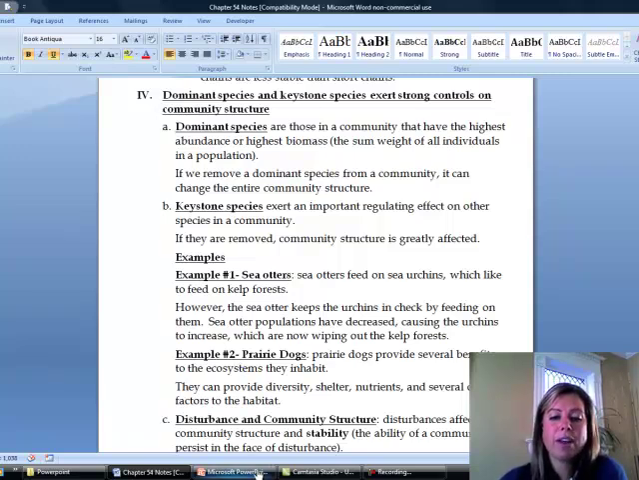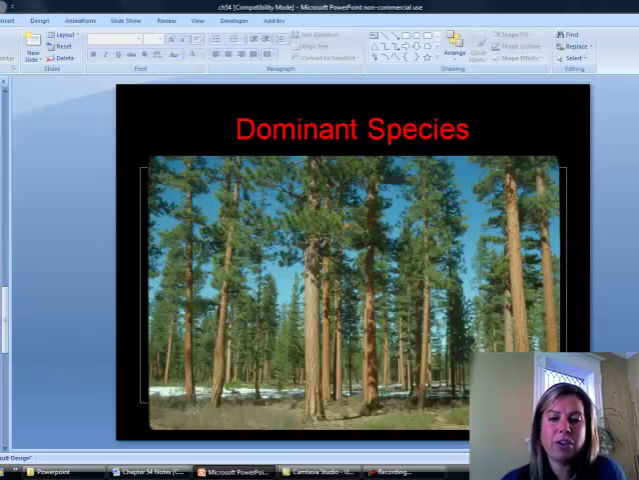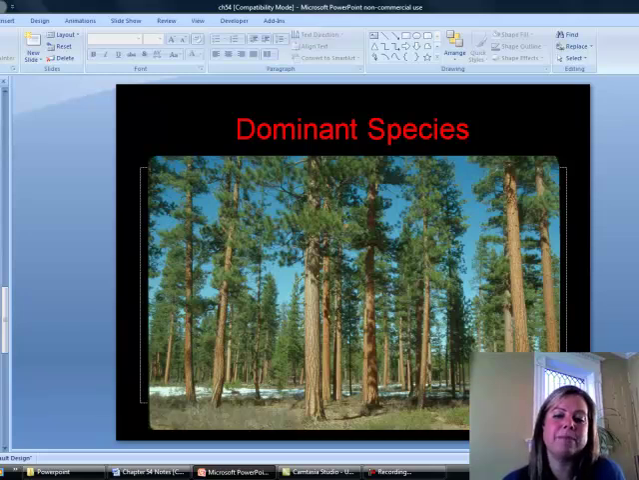So we're going to start out with dominant species. So in this picture here, you can definitely see that these pine trees are the dominant species in this area. The way you can figure it out is 2 ways. First of all, they may have the most abundance, which means just total numbers. The other way is that they could contribute the most to the biomass, right? So like if you were to take them all and weigh them, they would weigh the most out of anything in there.